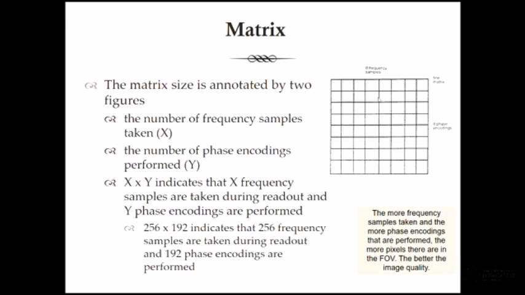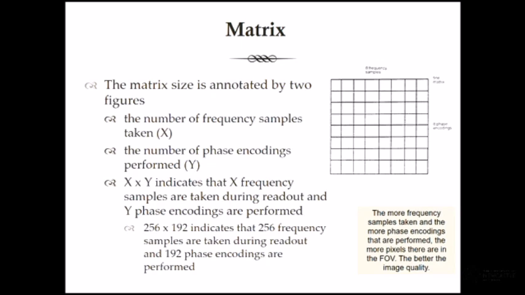So again, if we just think about our matrix, this is a rather coarse matrix, 8 by 8, but if we think about it, it's annotated by these numbers. We've got 8 frequency steps, 8 frequency encodes. That will give us our matrix.